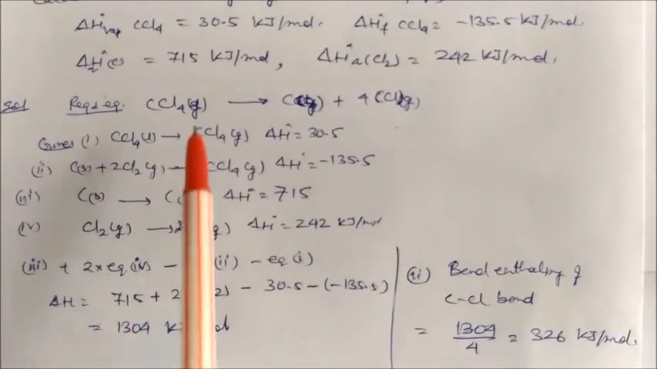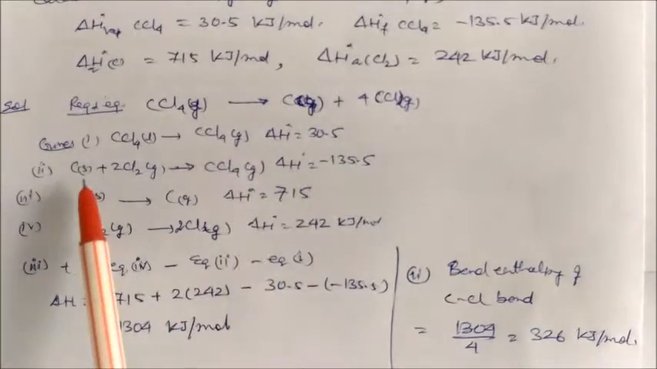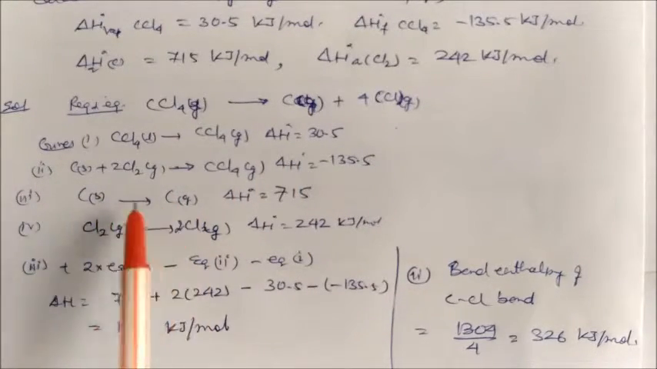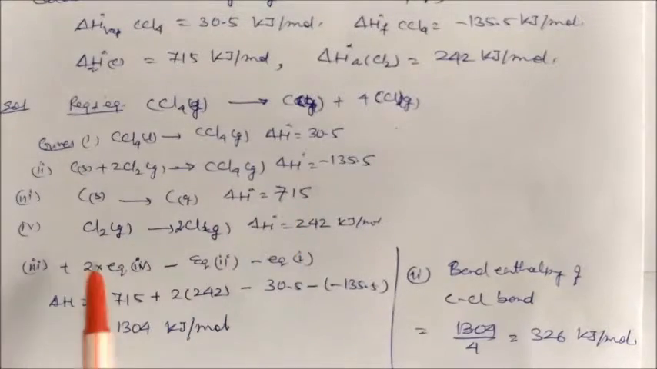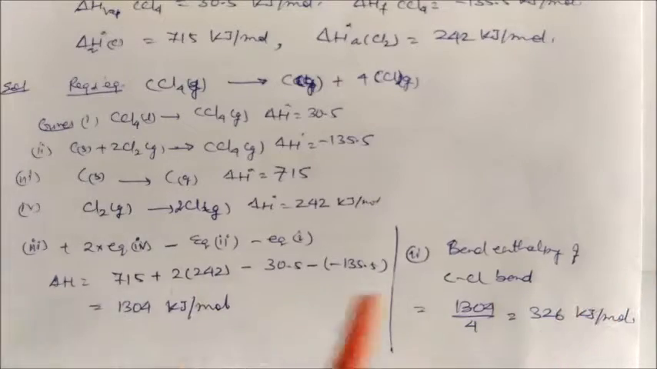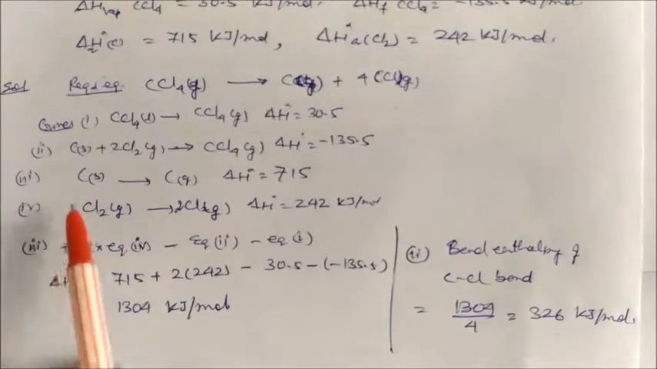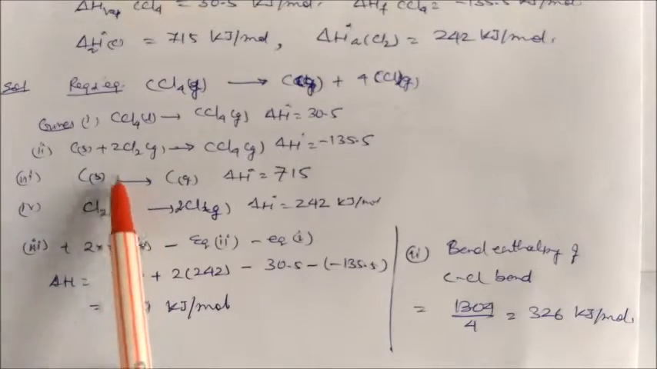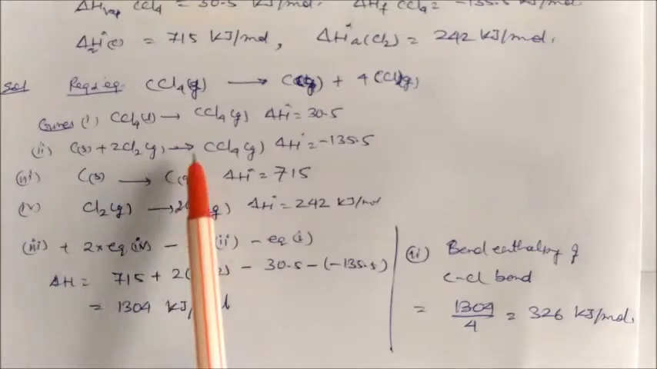CCl4 is converted to this much, so its energy is this much, and carbon reacted with CCl to give this much. Solid carbon is converted to gas, sublimation, heat of sublimation, and Cl2 is converted into 2Cl, and the heat of dissociation for Cl is this much. So we will take the third one, and again we will take 2 into the fourth one.